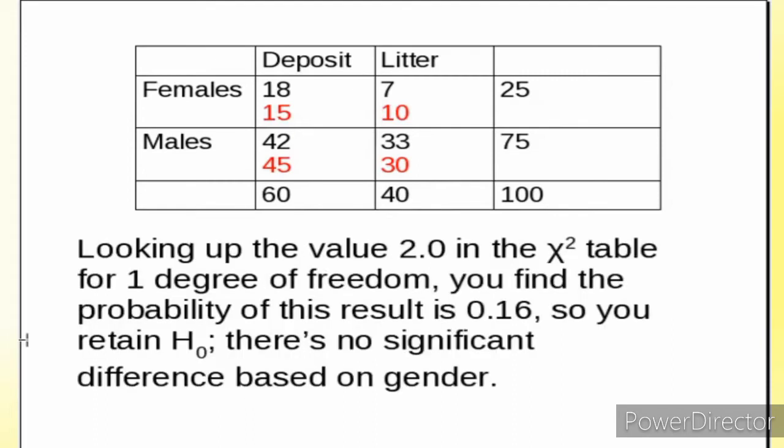If you look up 2.0 in the chi-squared table with 1 degree of freedom, you'll find that the probability of this result is 0.16, so you retain the null hypothesis. There's no significant difference in littering or garbage depositing behavior based on gender. We'll talk a little bit later about how that degrees of freedom was calculated.